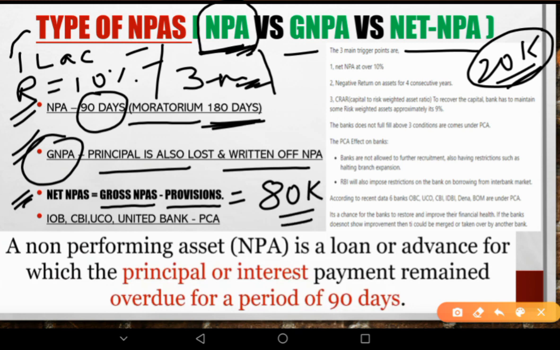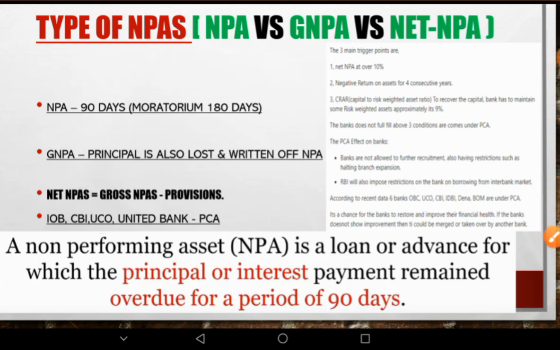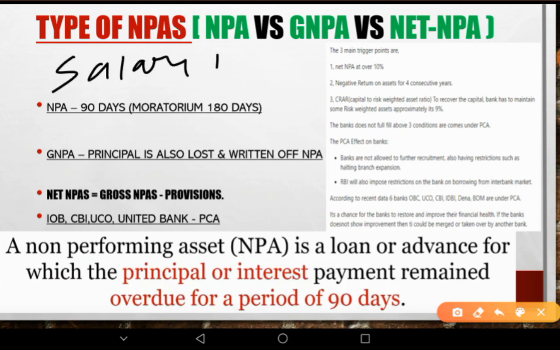Okay, and fortunately in our country we have 4 banks, IOB, CBI, UCO, United, that are under PCA. Why are they under PCA? Because they have not followed these RBI guidelines: net NPA over 10%, negative return on asset for 4 consecutive years, and the CRAR, capital to risk asset ratio, is also above 9%. So if you don't follow these 3 criteria, and there are different categories, if you are getting into that category repeatedly, then RBI will put you under PCA, and when you go into PCA, you can't do the lending activities, and the salary of the employees will not increase.